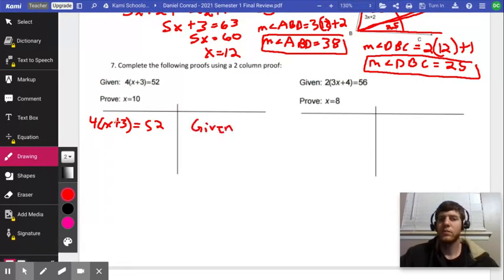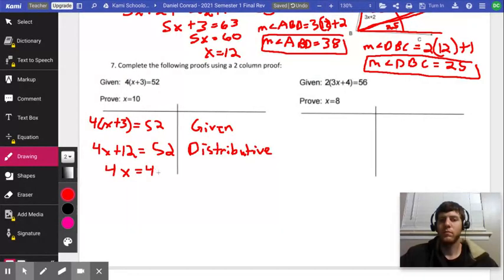Okay, we can then distribute the 4, so we have 4x plus 12 equals 52. That is your distributive property. Okay, subtract 12 from both sides, so we're going to get 4x equals 40. Okay, that's your subtraction.